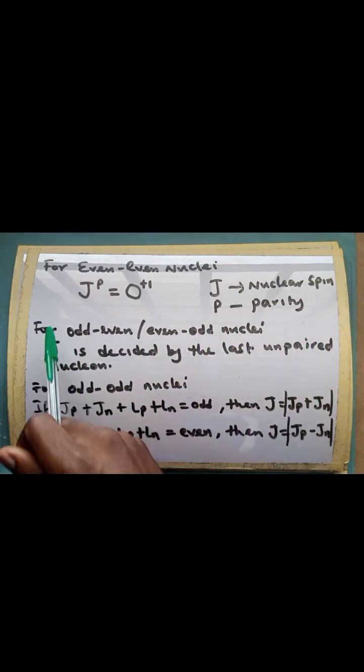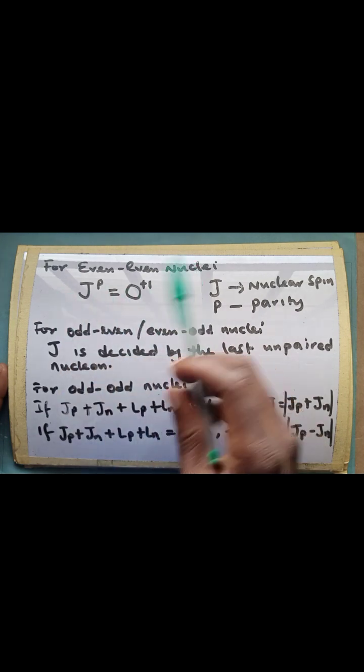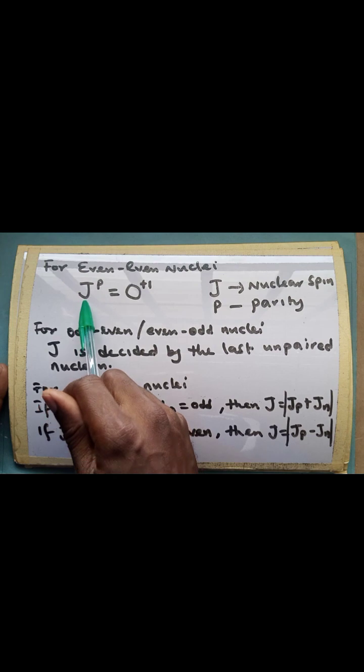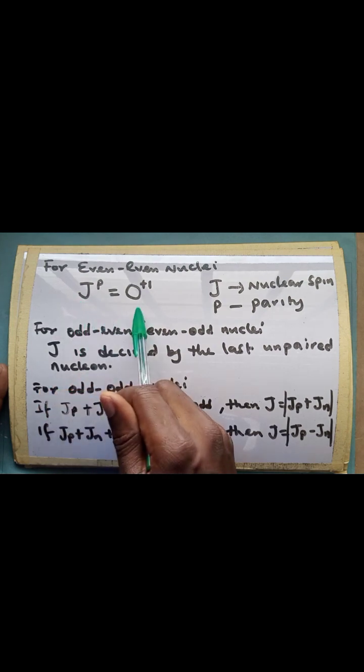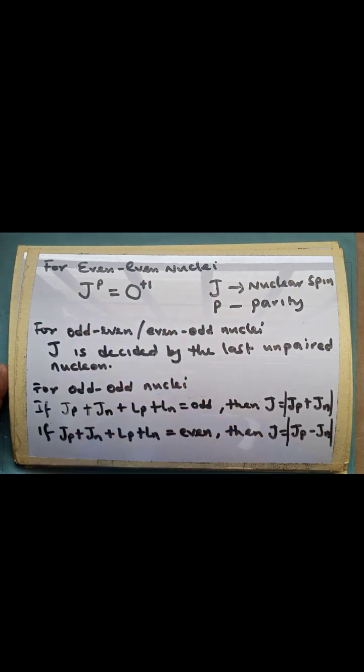Okay, so for even-even nuclei, which means no unpaired neutron or proton, our J will be equal to 0 and our parity will be equal to 1. We've seen it from the previous slide, right? For odd-even or even-odd nuclei, J is decided by the last unpaired nucleon.